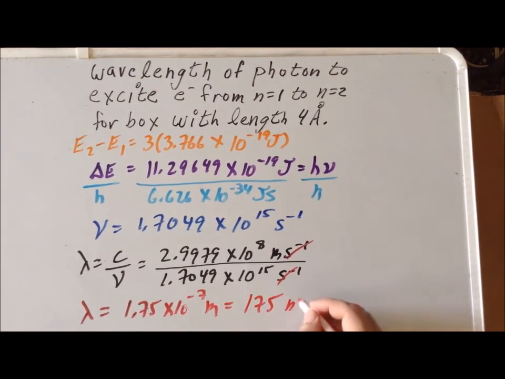So the necessary radiation to excite the electron from the n equals 1 to the n equals 2 levels would be provided by a photon in the ultraviolet region.